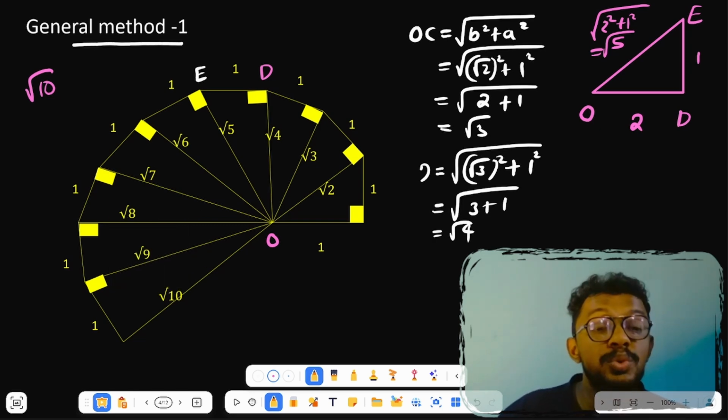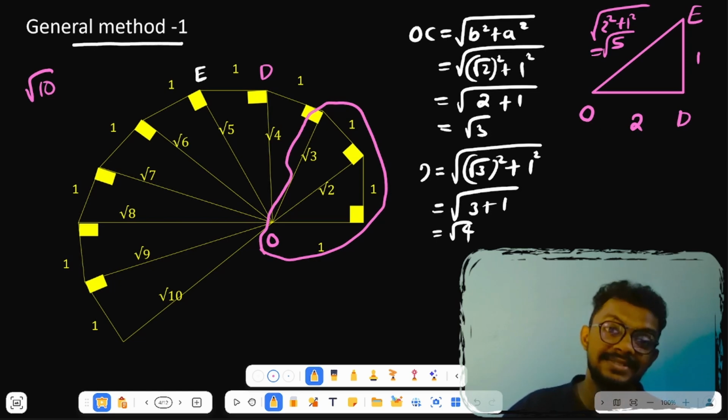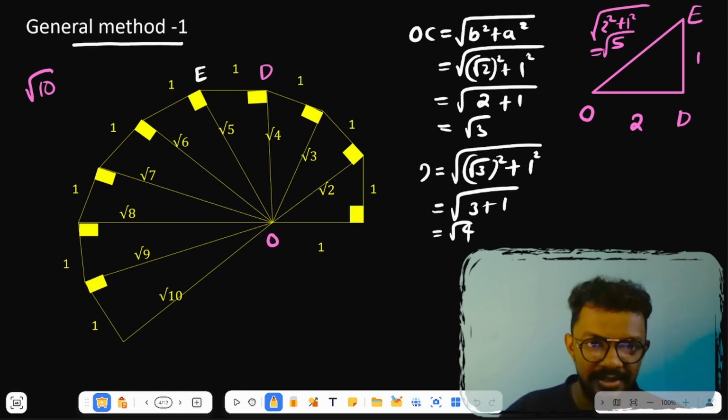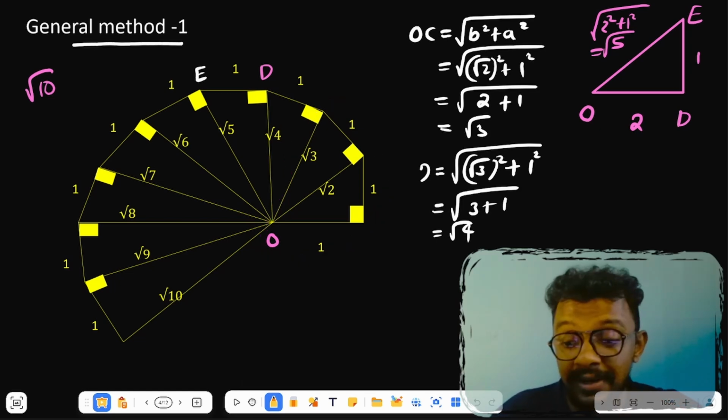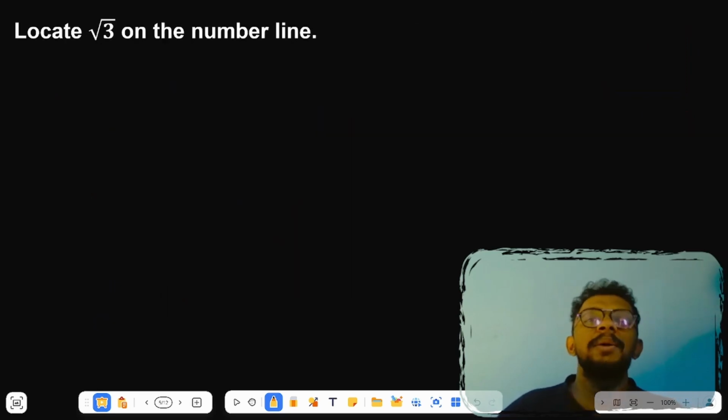Suppose the question is root 3, then what will I do? I don't know root 2, so I have to do all the steps until this. This is how it's done. Okay, we will represent root 3 on the number line.